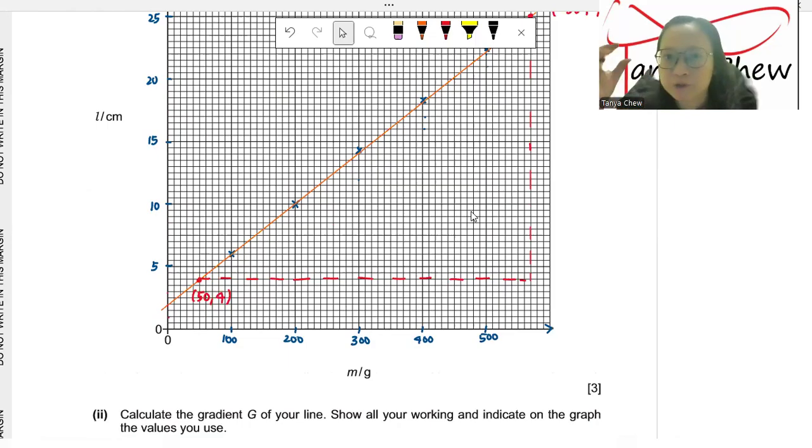So we have to label the two coordinates. You need at least two coordinates to calculate your gradient. And whenever they ask you to show all the working, you need to draw the triangle of how you calculate your gradient. The triangle that you draw must occupy at least half of the straight line graph. Remember, you measure the length of the straight line graph, and the triangle must occupy at least half of that length.